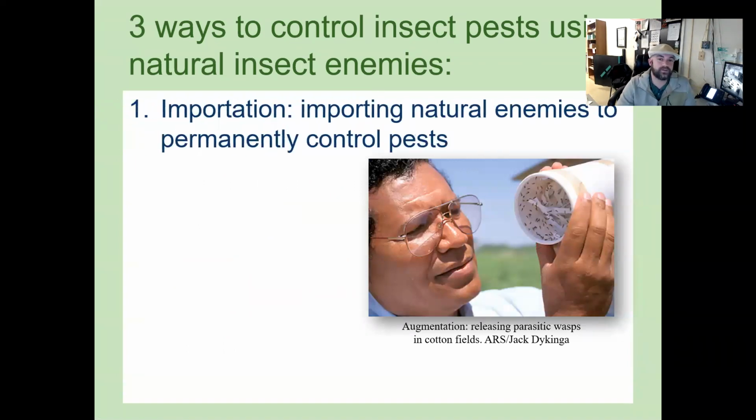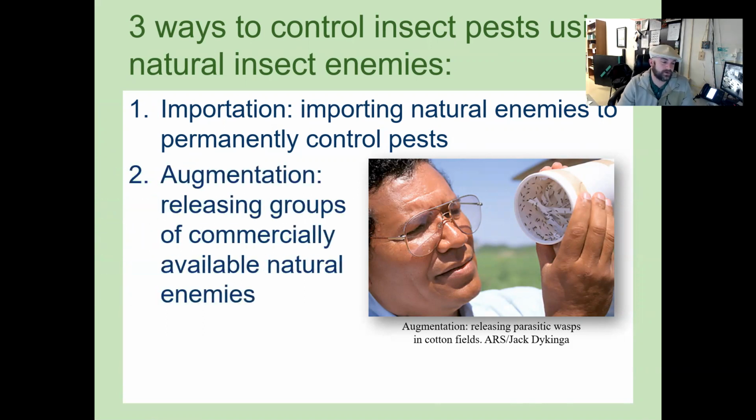So 3 ways to control insect pests using natural insect enemies. Importation: importing natural enemies to permanently control pests. This is typically done when we accidentally get something brought over to the United States in shipping containers. Right now, one of the big ones that they're looking into are the giant killer bees coming over from China or from Asia. So be on the lookout for that.